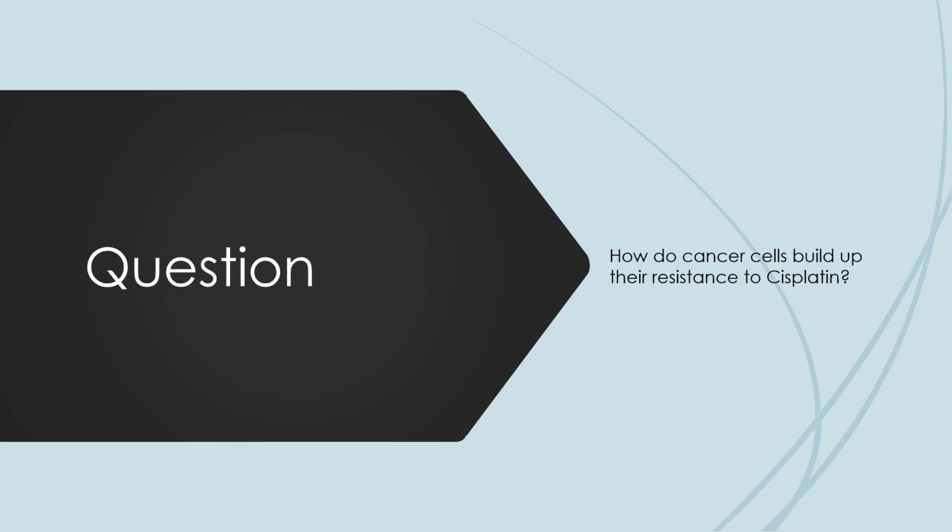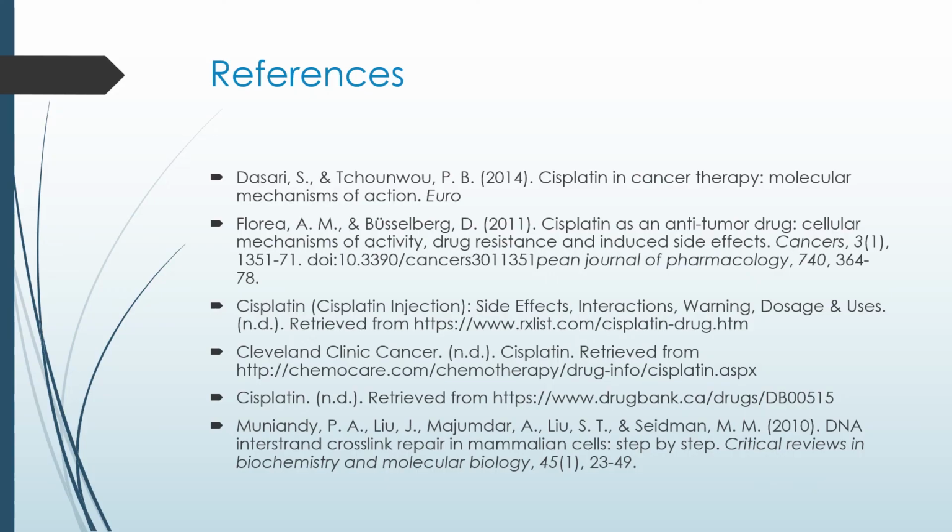My question is, how is it that cancer cells are able to build up resistance to cisplatin? I read several different articles that said that they are able to, and I just wanted to know why and how. And these are my references.